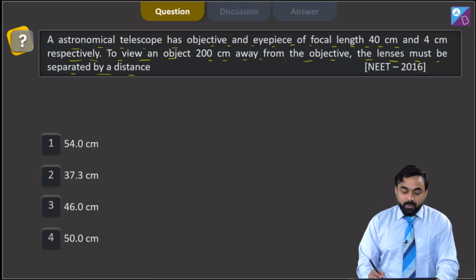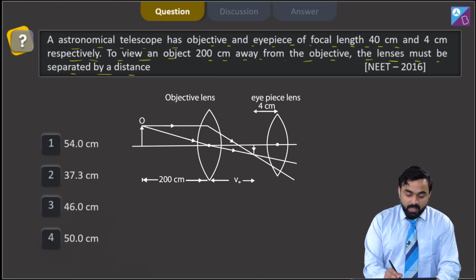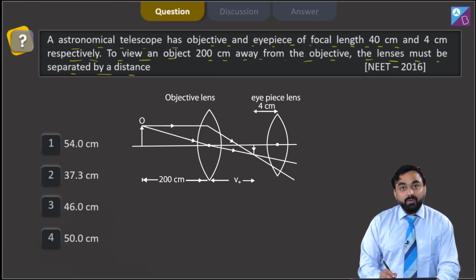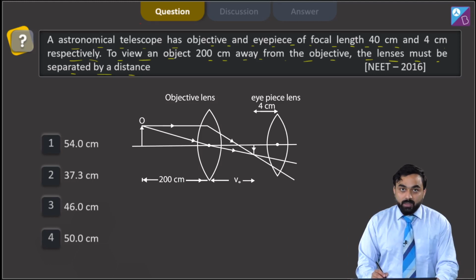So according to this particular question of astronomical telescope, we can easily come up with a diagram somewhat like this, where the object is placed at a distance of 200 centimeter from the objective and the focal length of the eyepiece here is 4 centimeter.